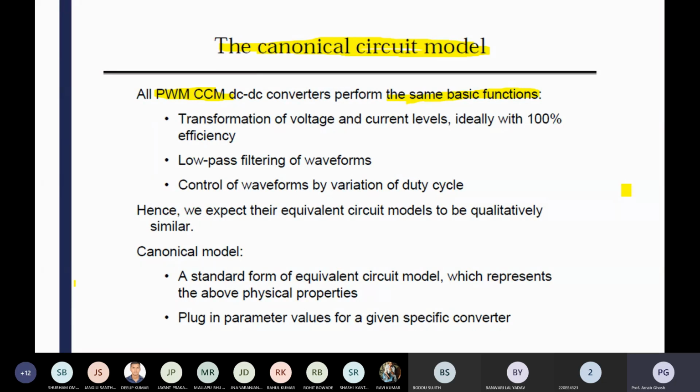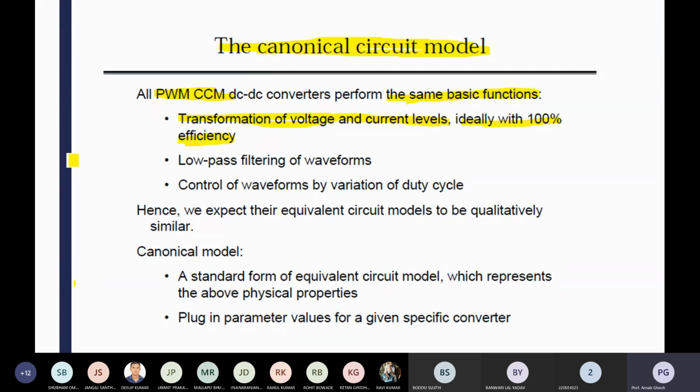From here you can understand that the PWM CCM boost converter performs the basic functions. What you can understand here is the transformation of voltage and current level, ideally with 100% efficiency. You can see that the efficiency is nearly 100%.